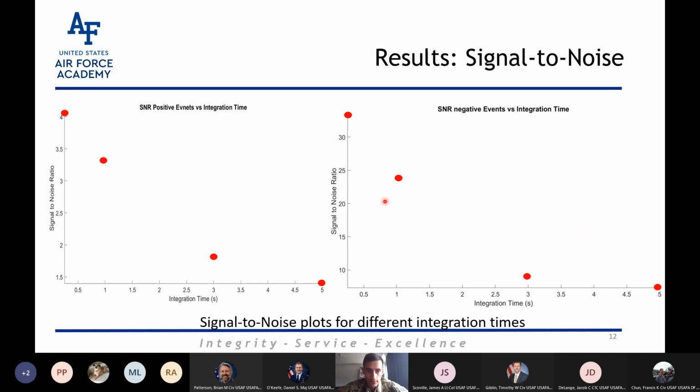Something that we need to look at is why the negative events SNR is higher than the positive events. We think it's a function of the bias settings, which I'll talk about later, but we just need to figure out why the SNR is higher on the negative than the positive events.